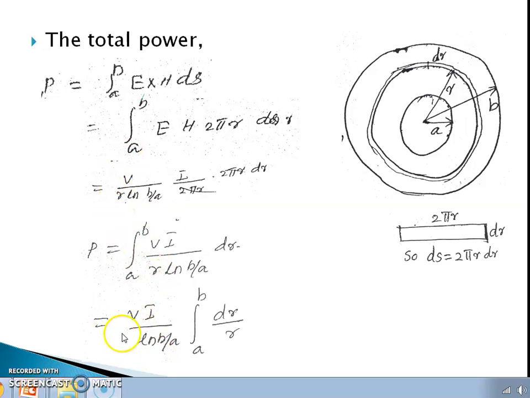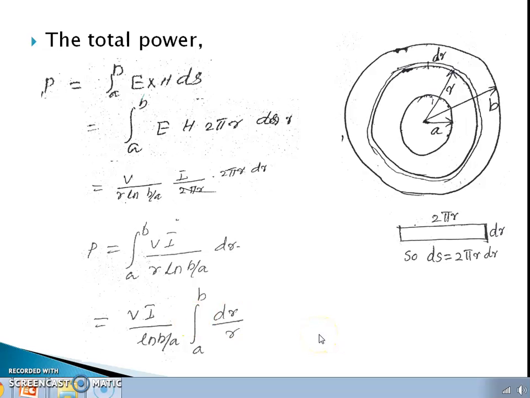Then what we get, P is equal to Vi. This voltage, current, radius all are constants. So we can take this outside, Vi divided by ln B by A. Then integrate this term, that is dr divided by r. Here the only changing value is the radius. The voltage and current are constant. So the inner radius and outer radius are constant, and this arbitrary radius is changing. So we can take the integral, that is a to b dr divided by r.